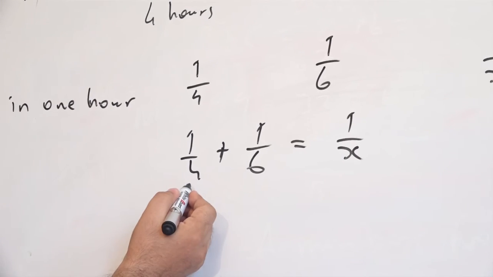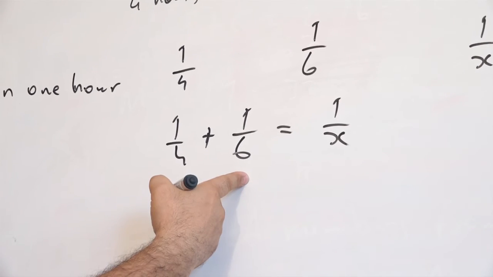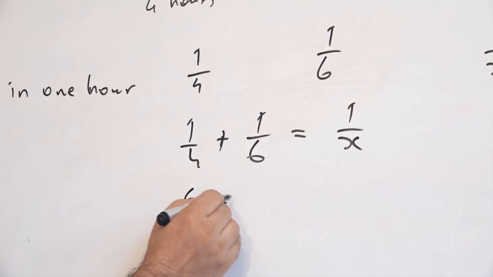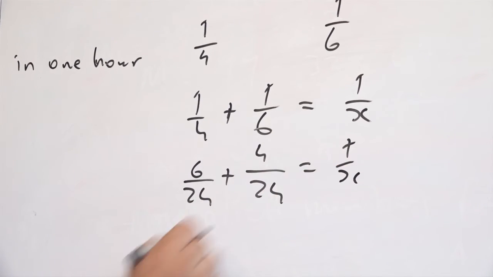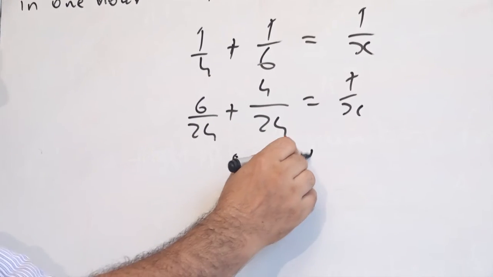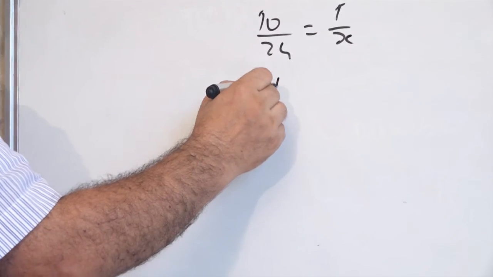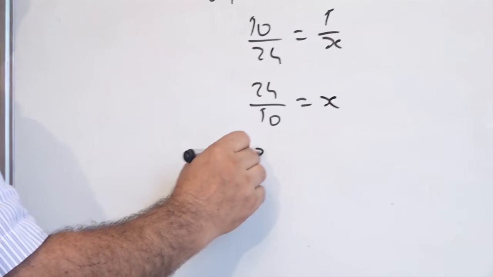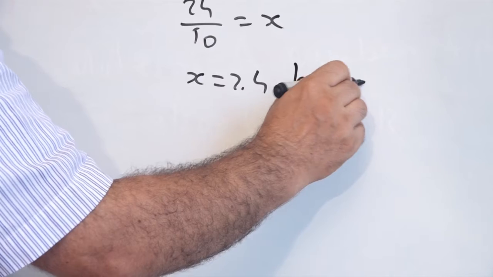From here, we have to equalize denominators by multiplying the first one by 6 and the second one by 4. So we'll get 6/24 plus 4/24 is equal to 1/x. Now 6 plus 4 is 10 over 24, which is equal to 1 over x. If you take the reciprocal, we'll get 24 over 10 is equal to x. So x is equal to 2.4 hours.